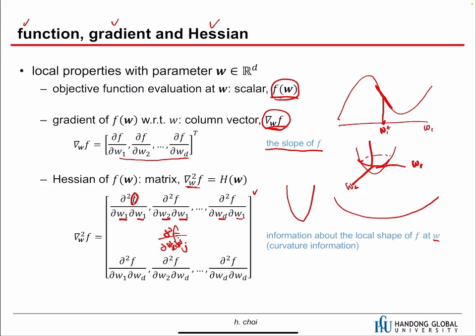But again, since the parameters are in a high dimensional space, it's not easy to imagine what kind of shape we have for function f. If it is two-dimensional parameters, then we can imagine, we can even draw the shape of the function. But when it is high dimensional, it's not easy to imagine the shape of the function. But anyway, mathematically, this Hessian matrix defines and provides that kind of information.